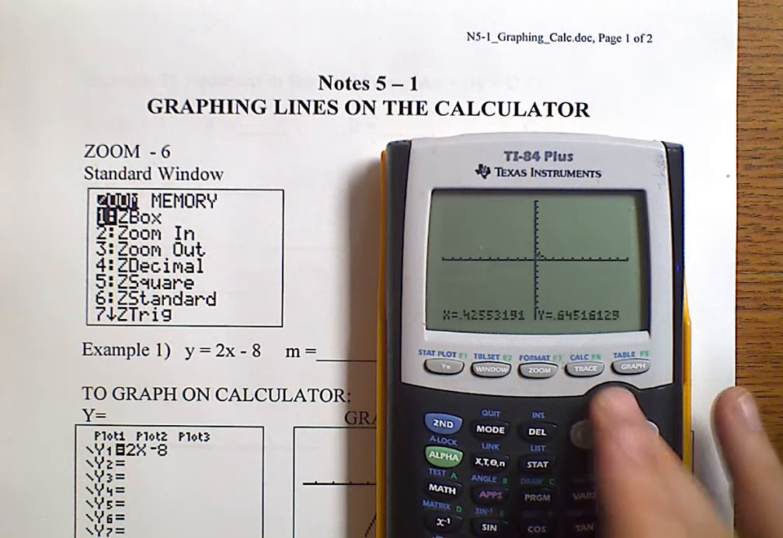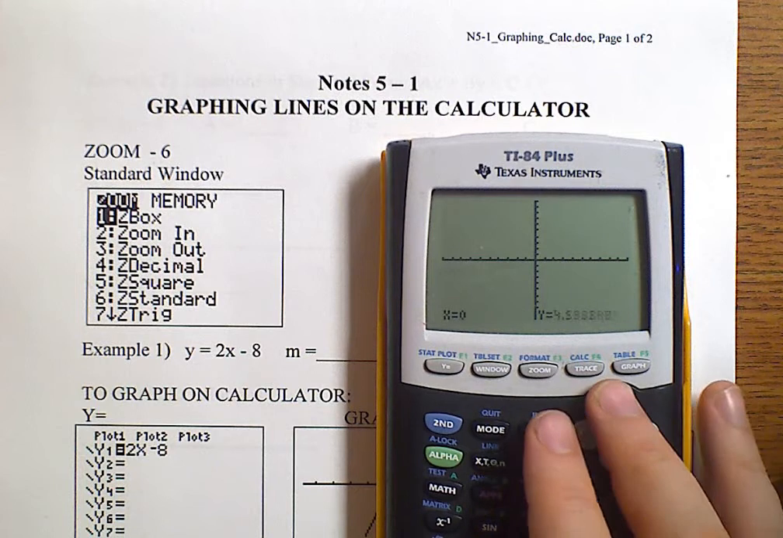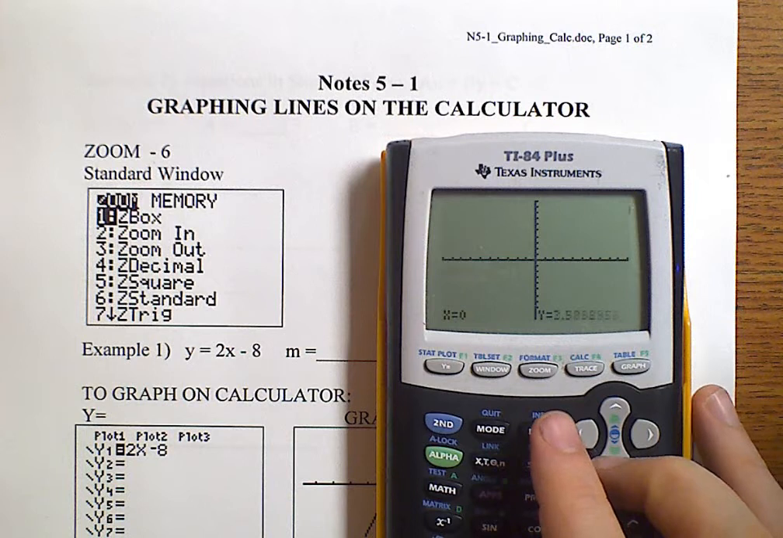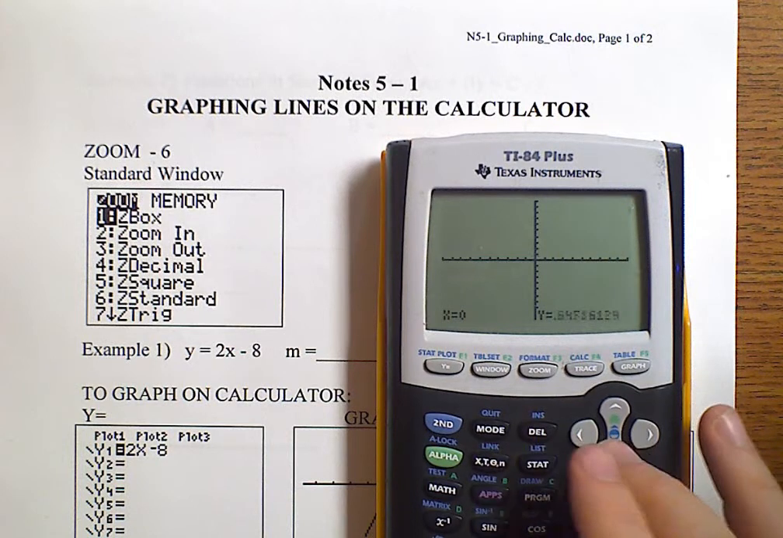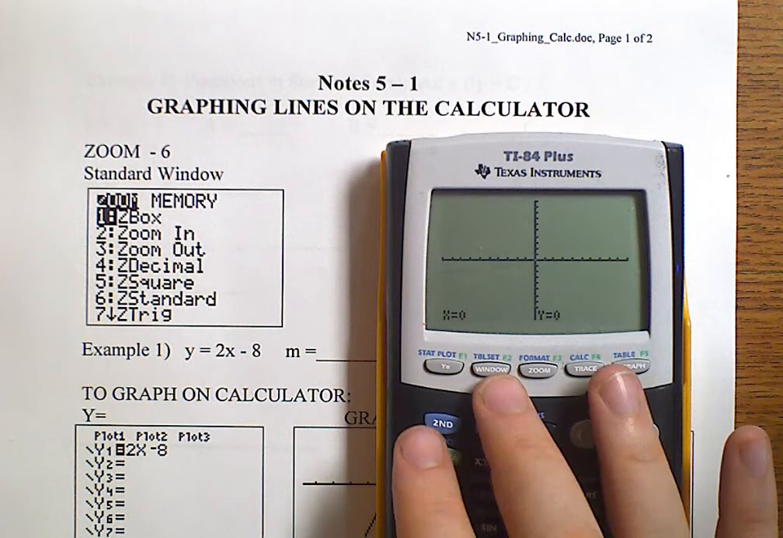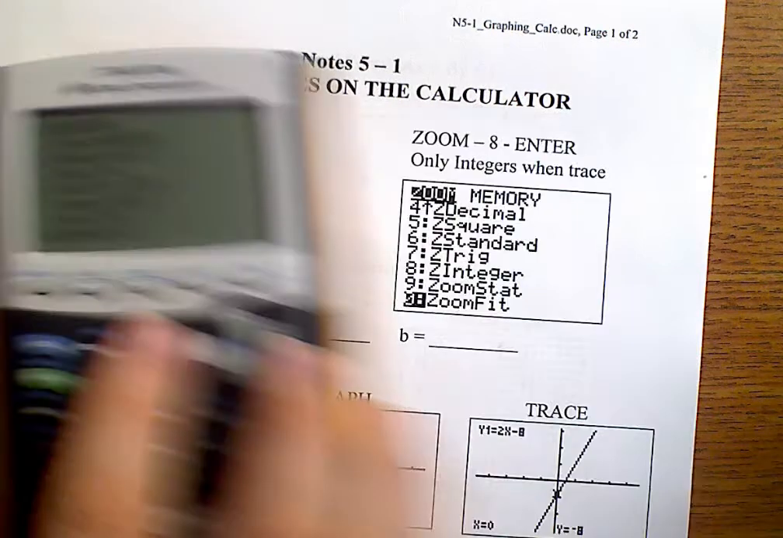It increments by odd amounts so that the top of the screen is at 10 to negative 10. And it's negative 10 to 10 on both of these. We can see this by going to Window. Alright, so that's what a standard window gives you. Now the other option is Zoom 8.